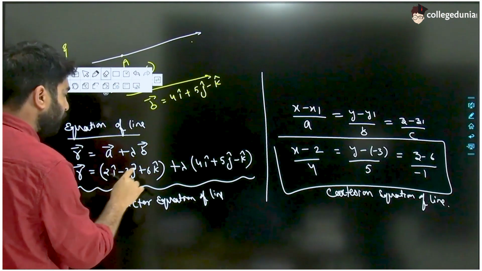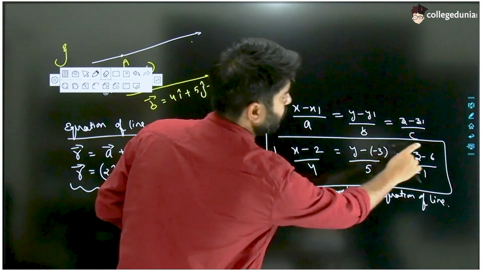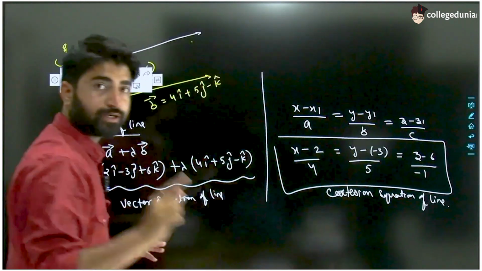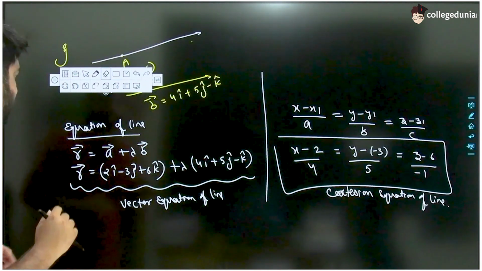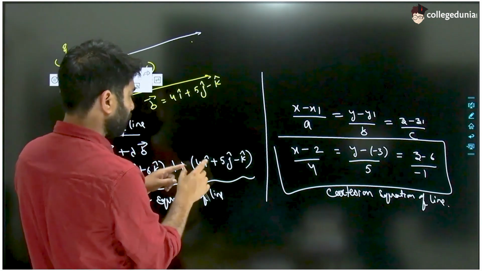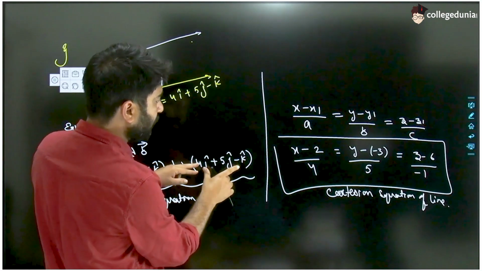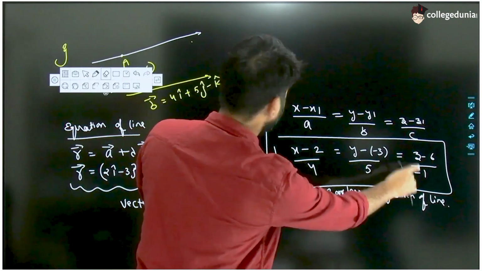2, minus 3 and 6 will be subtracted in the numerator. All these terms are subtracted in the numerator from x, y and z respectively, and the coefficients of i, j and k with lambda, 4, 5 and minus 1, will be in the denominator, 4, 5 and minus 1.